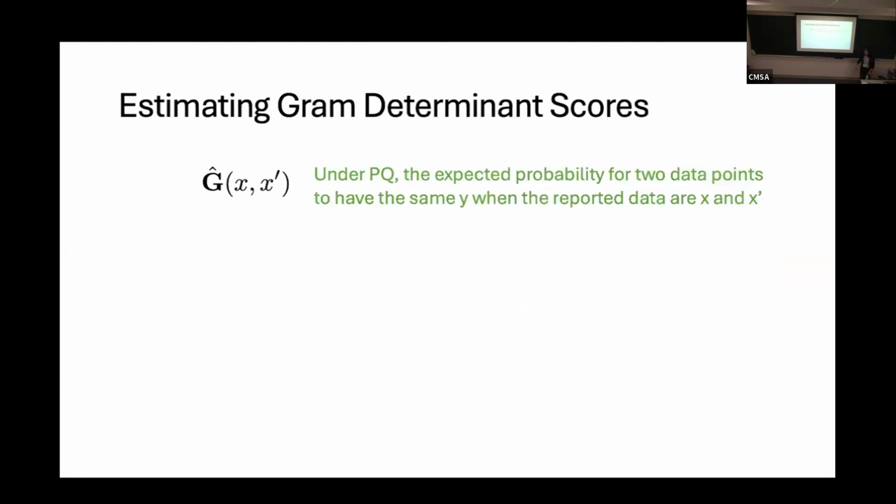Estimating the Gram Determinant Score is not hard. We observe the frequency of x hat and y, and if the size of our data is large enough, that frequency is a good estimator of the joint distribution of x hat and y. But I also want to give some intuition of what the elements in this Gram Determinant matrix are, because remember that we first calculate the Gram Determinant matrix, and then the Gram Determinant Score is the determinant of that matrix.